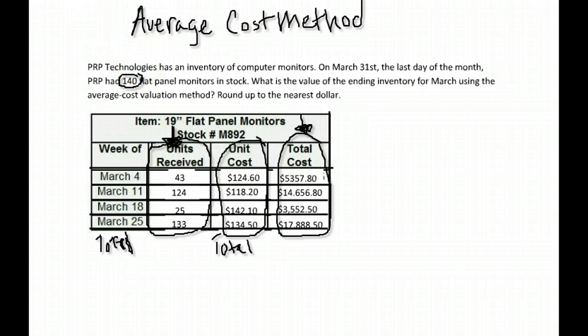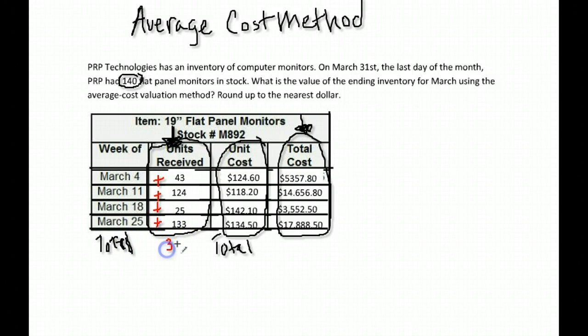So again, the first thing you're going to do is find out how many units you received total. So we are going to add all of these numbers in this column together. We also need to know what the total cost for those units was. So then we're going to add the total costs together. Alright, so let's try that out. Again, we're going to add all of these together here. So 43 plus 124 plus 25 plus 133.